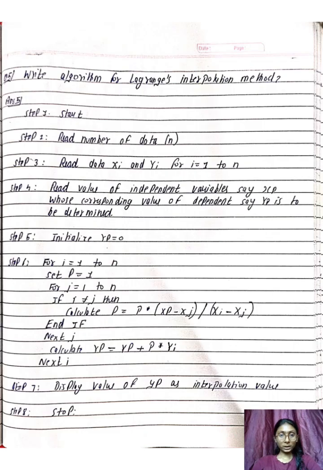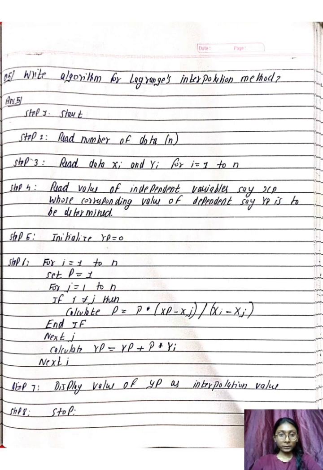Question number 5 is: write algorithm for Lagrange interpolation method. Now in this step 1 we start the algorithm, and in step 2 read the number of data n, and in step 3 we read data xi and yi for i equals 1 to n. And in this step 4, we read the value of the independent variable, say xp, whose corresponding value of the dependent variable, say yp, is to be determined.